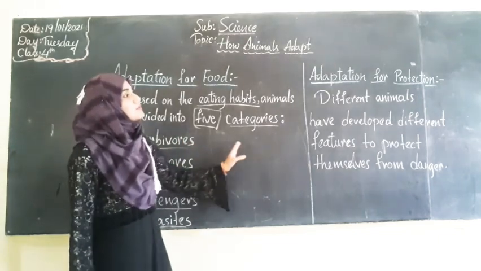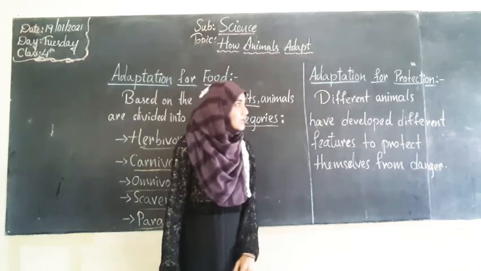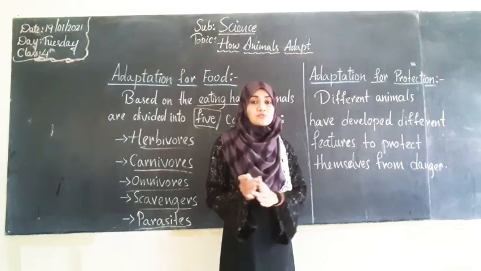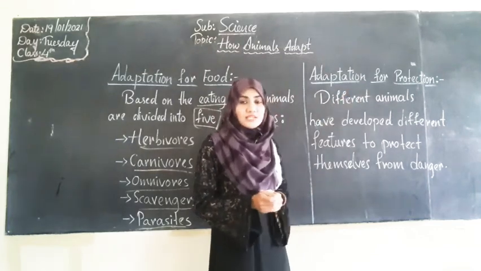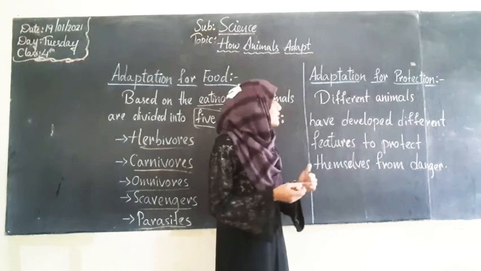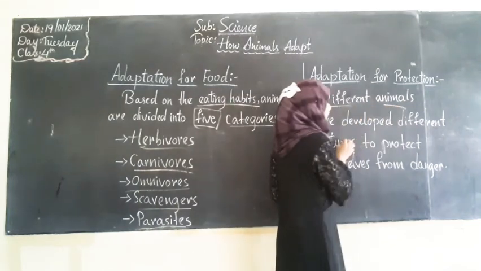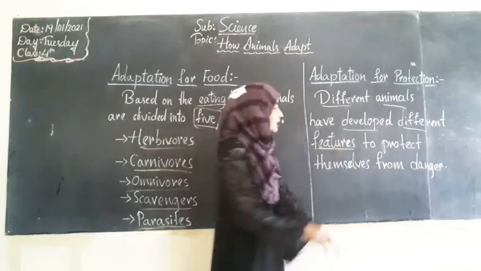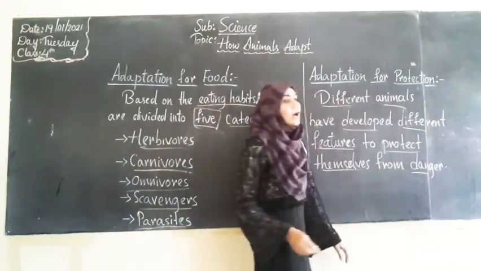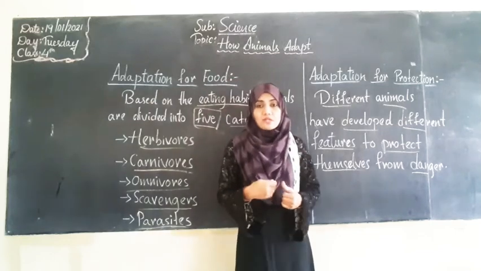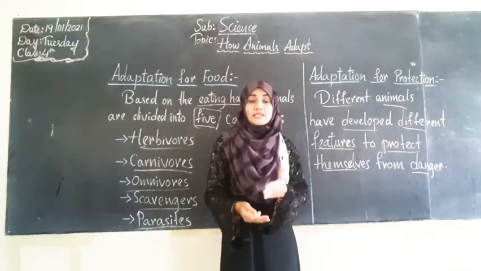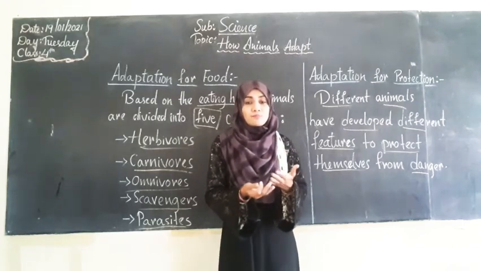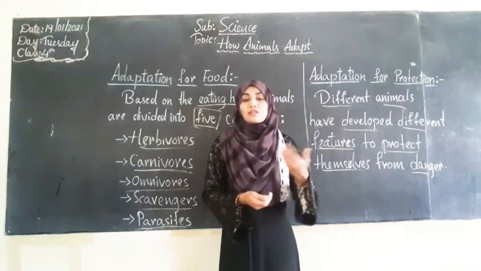Moving on further, we will also see the adaptation for protection. We will see the division of different types of animals based on their protection. Protection means hifazat karna. Different animals have developed different features to protect themselves from dangers. Like how we human beings protect ourselves from danger, similarly, even animals feel the need of protecting themselves from danger.